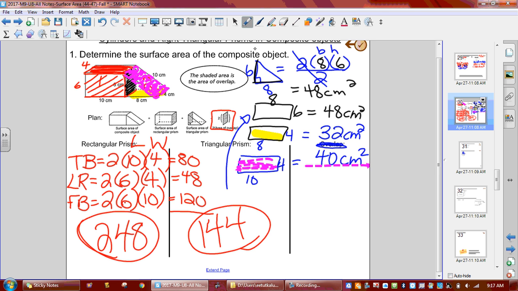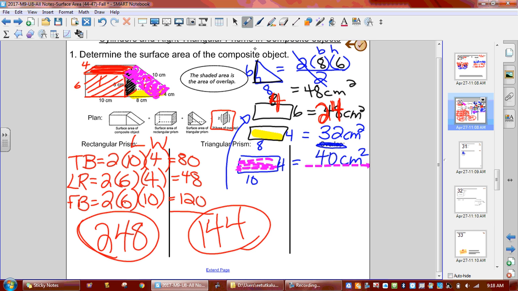Oh, hang on. Yeah, the back one is 6 by 4, that's why. This should be a 4, not an 8. So it should be 24. That's why. The one here should be 24, not 48. My bad. I apologize, folks. That's how you get 144.